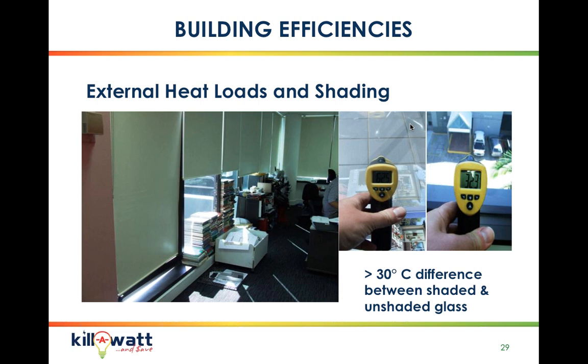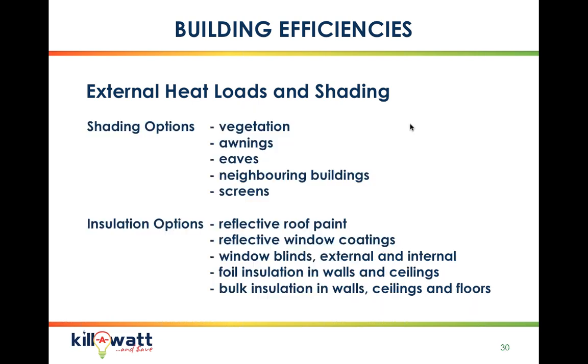The difference in temperature between a window, in this example, in the shade and in the sun is 30 degrees. So just by having that in the shade, there's a 30-degree difference of the temperature that's coming into that room. So it does make a significant difference. Your shading options, of course, are vegetation, awnings, eaves, neighbouring buildings, and screens. And those screens can be both internal and external. External work better, but a lot of people opt for the internal ones for aesthetic reasons.